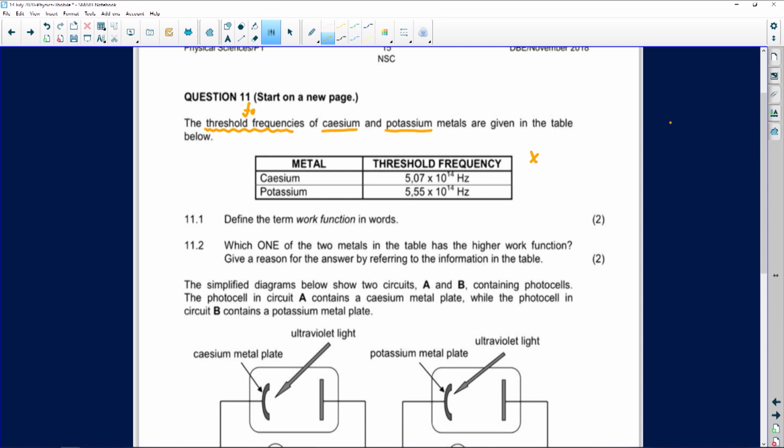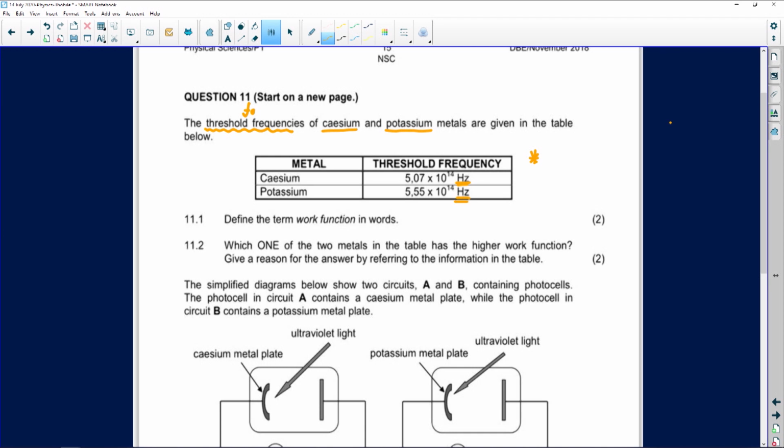If they give you a table, only use that table to answer those questions. Here are my metals, then I've got my threshold frequencies, the minimum amount of energy required to emit an electron. I can see they've given me values. Remember, frequency is measured in hertz, and that is why I've got Hz.